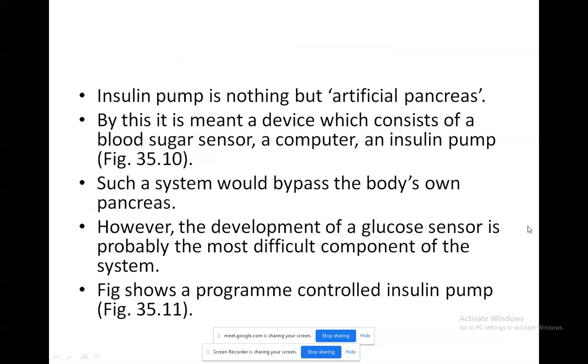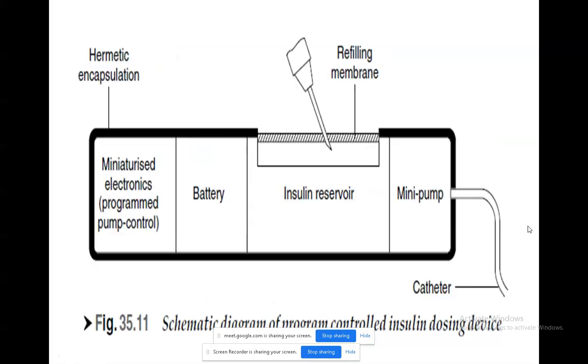So it is an automatic device. You don't need to take a daily injection. Whenever the blood sugar level in the body changes, insulin will be provided accordingly by this device. That's all.